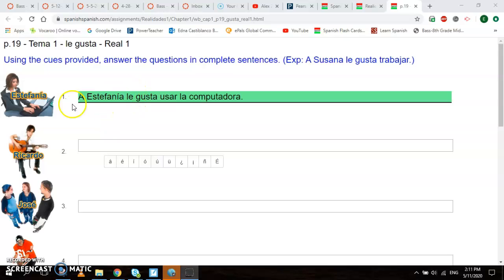Okay, I found a mistake. The mistake is that I didn't see that this "a" is the special character, and I didn't have it, but it's usar la computadora. So, a Estefanía le gusta usar la computadora, period. What does he like to do? He likes to play the guitar. So, a Ricardo le gusta tocar la guitarra, period. And that will be it.